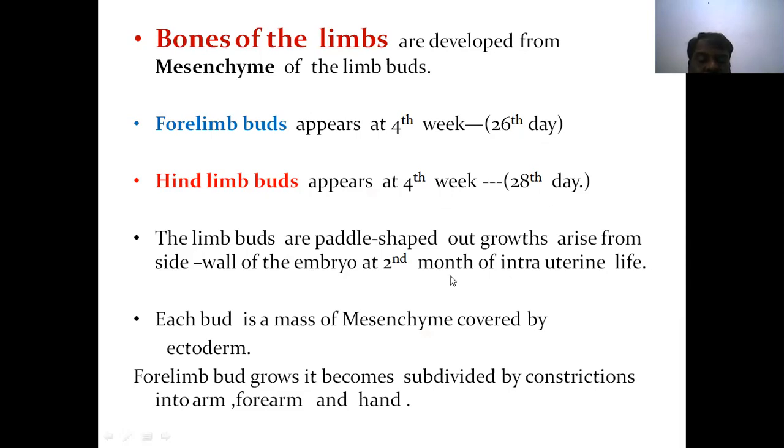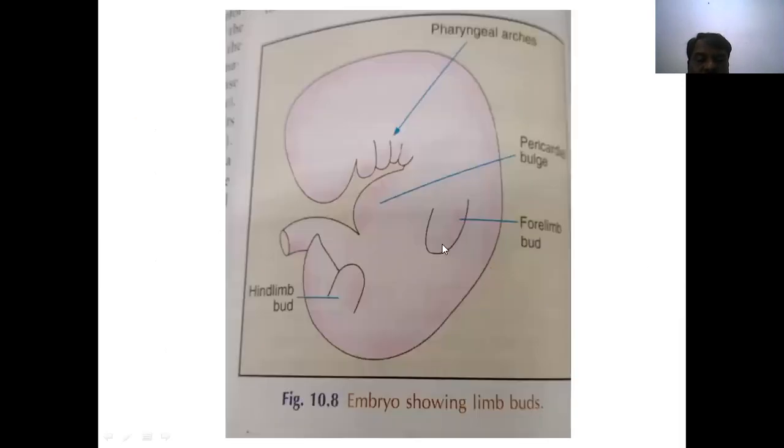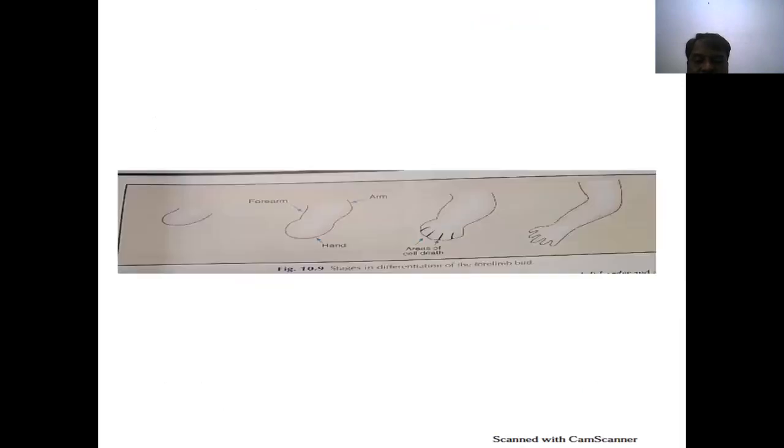Each bud is a mass of mesenchyme. This mesenchyme means that bones and cartilages are developed from this mesenchyme, but the outside skin is developed from the ectoderm. So the paddle-shaped limb bud grows further. It becomes subdivided by constrictions, like the arm is there, the forearm is there, the hand is there, as you know. So this develops further. After the paddle shape, the constricted parts: the arm is there, next is the forearm, next the hand is developed.